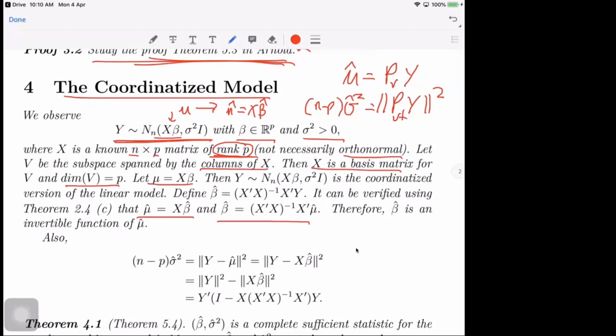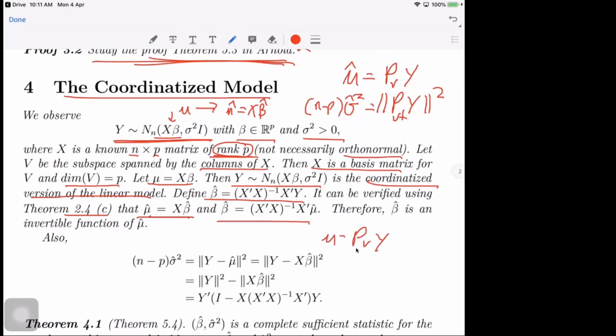So in the coordinatized version of the linear model, mu is X beta. So that Y will be normally distributed with mean X beta and sigma squared will be the coordinatized version of the linear model. So we define beta hat to be (X prime X) inverse X prime Y. It can be verified using Theorem 2.4c that mu hat will be equal to X beta, or the projection of Y onto V.